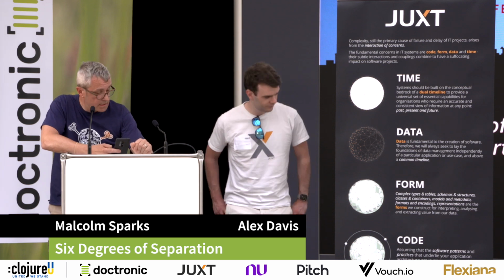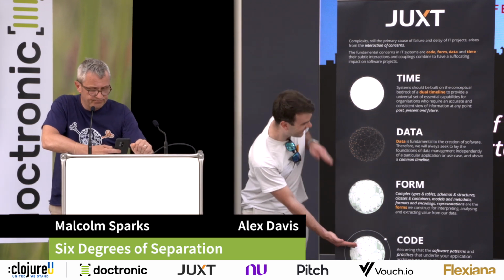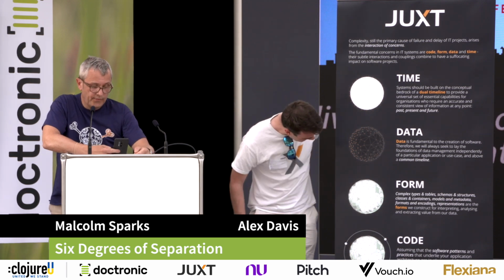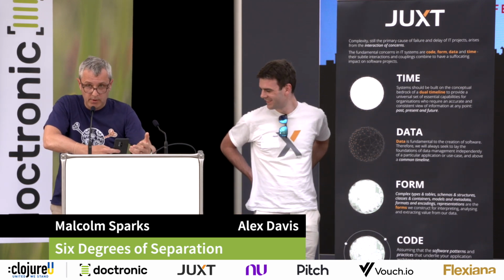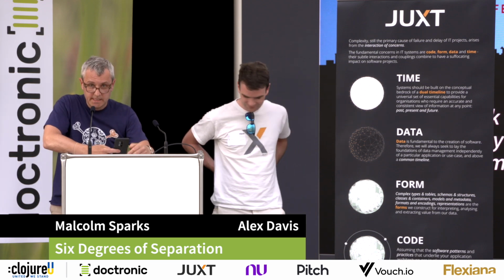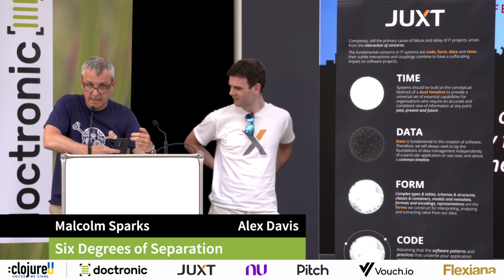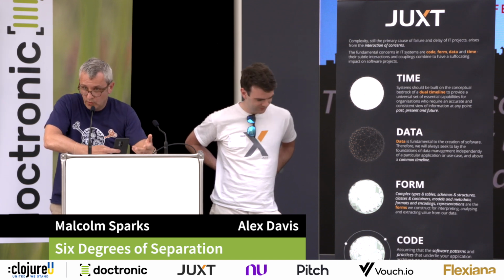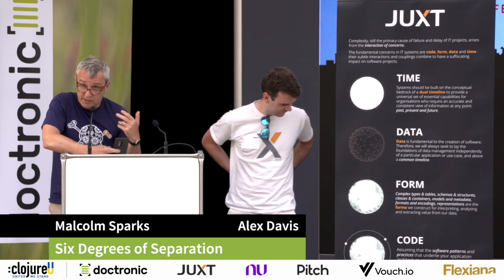Code and form. Alex, can you point out code and form? Form needs to be independent of your code, right? There are so many programmers today that are encoding into their programs domain types. If you've ever done in Java public class customer, public class product, you'll know what I mean. And I think this is a real challenge for us.